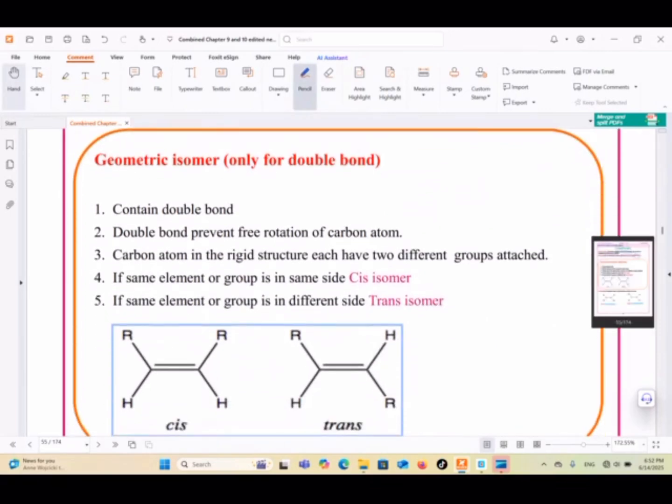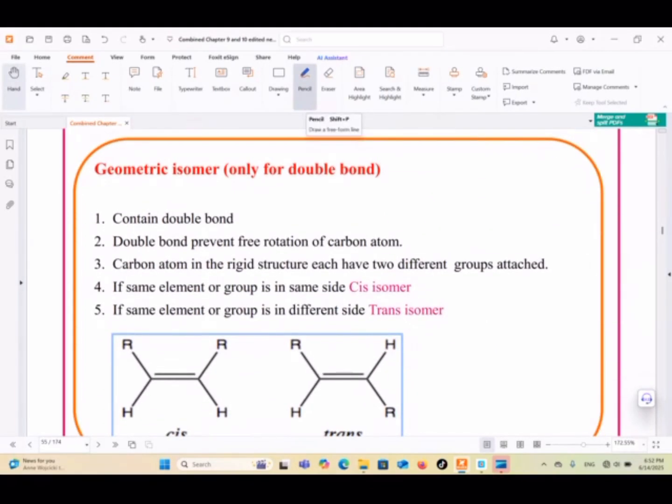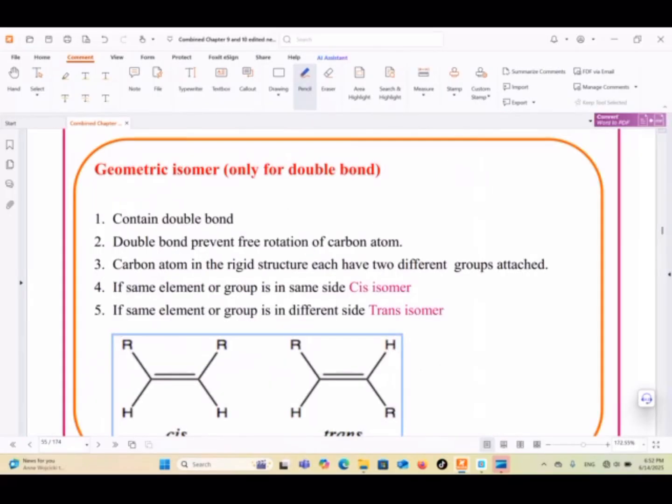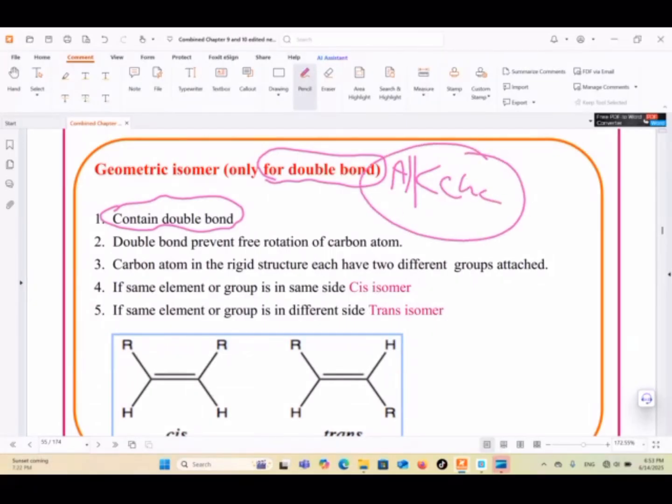Guys, what are those conditions for a structure to meet in order to form a geometric isomer? Here we'll be talking about the geometric isomer and the conditions as well. For the geometric isomer, the first condition is it must contain a double bond. So only double bond structures, which we mean the alkenes, will form geometric isomers.